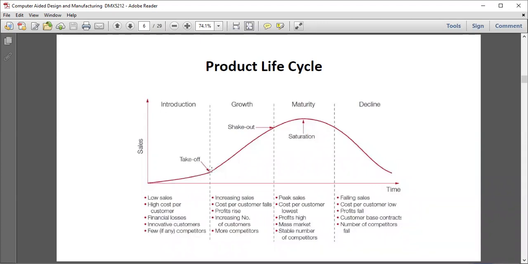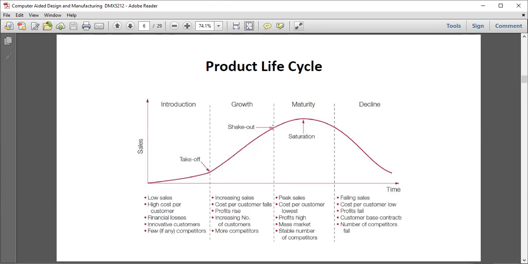While that time passes, from zero, sales start growing. This part is the introduction to the market. Once you introduce it to the market, people will start buying it rapidly, so sales go high. This we call growth.